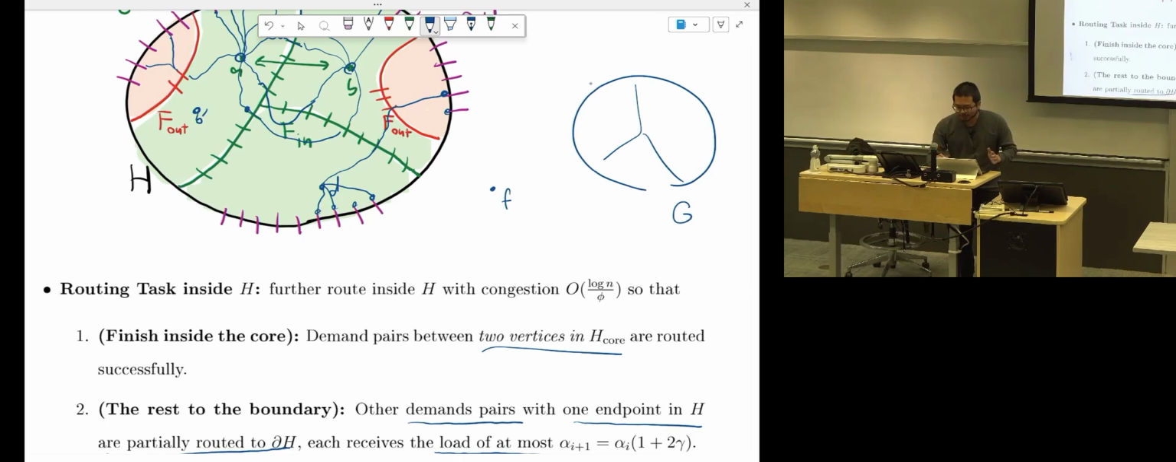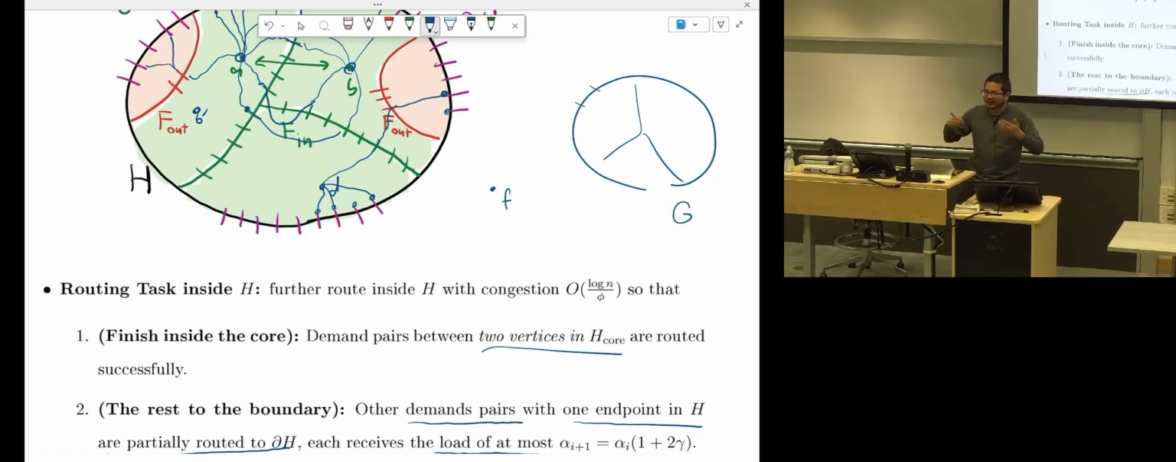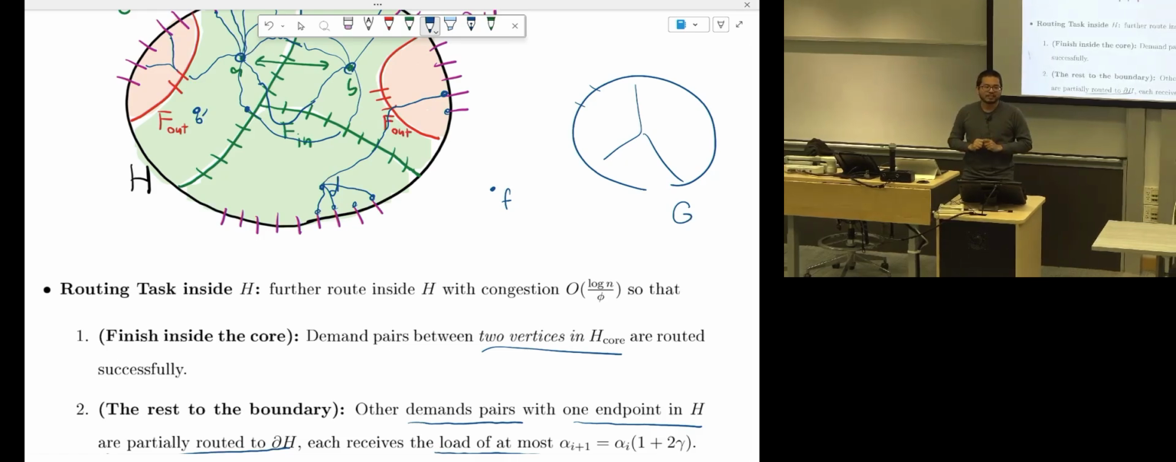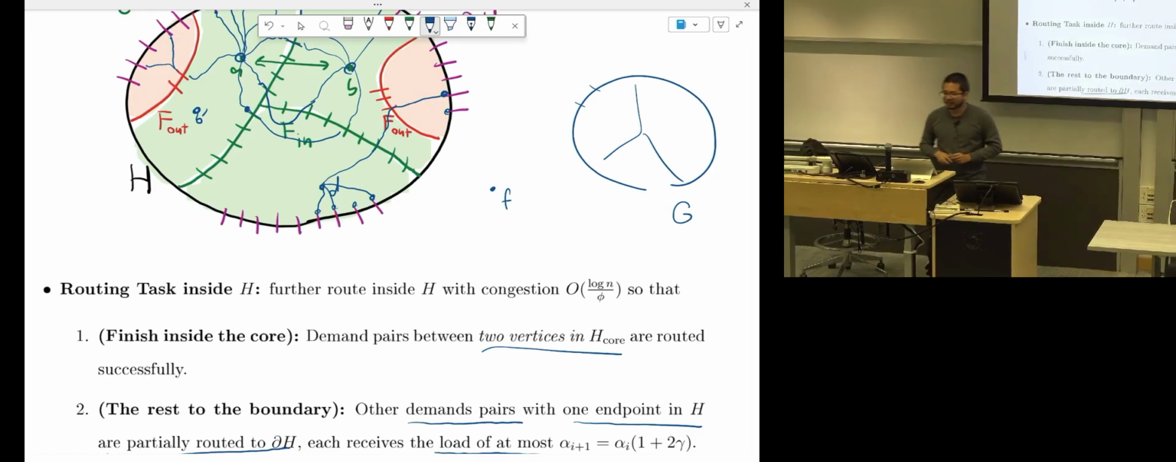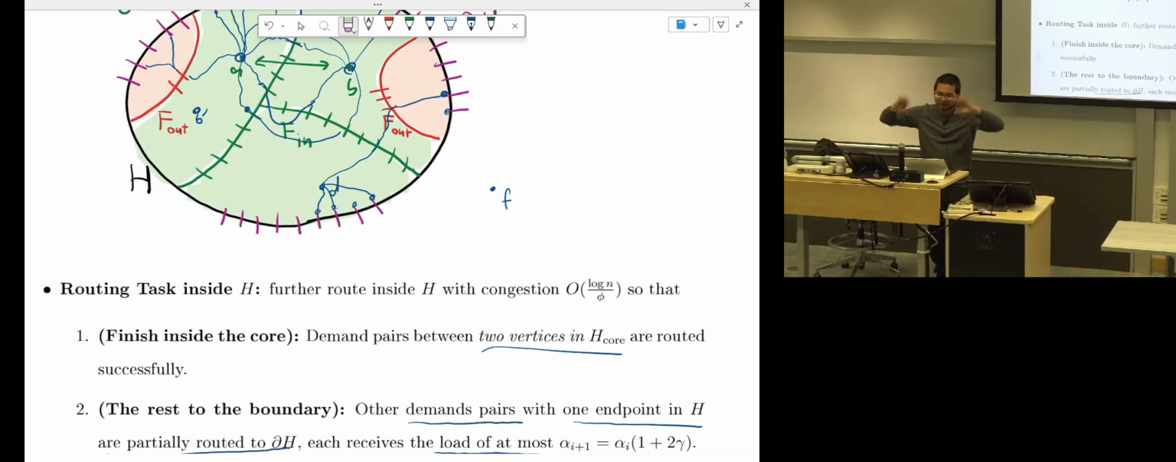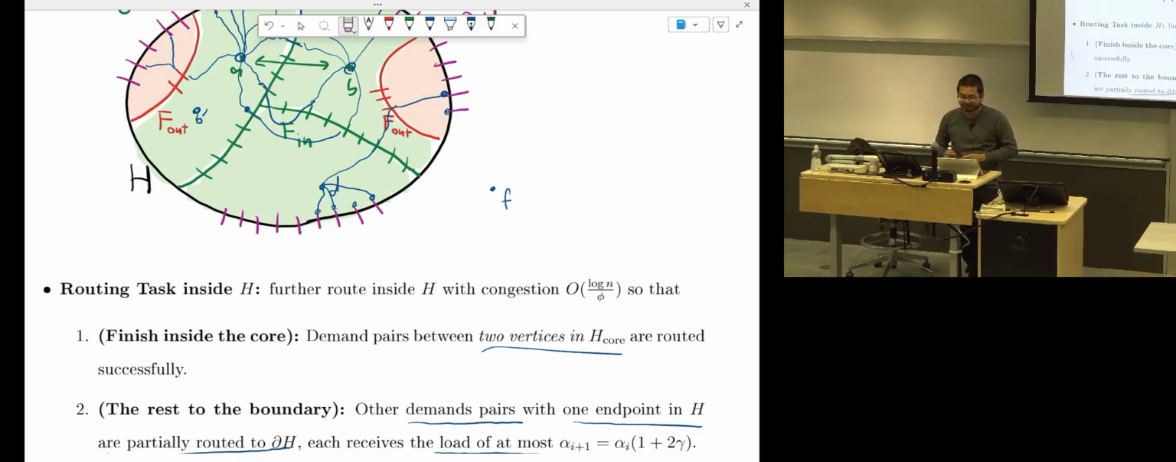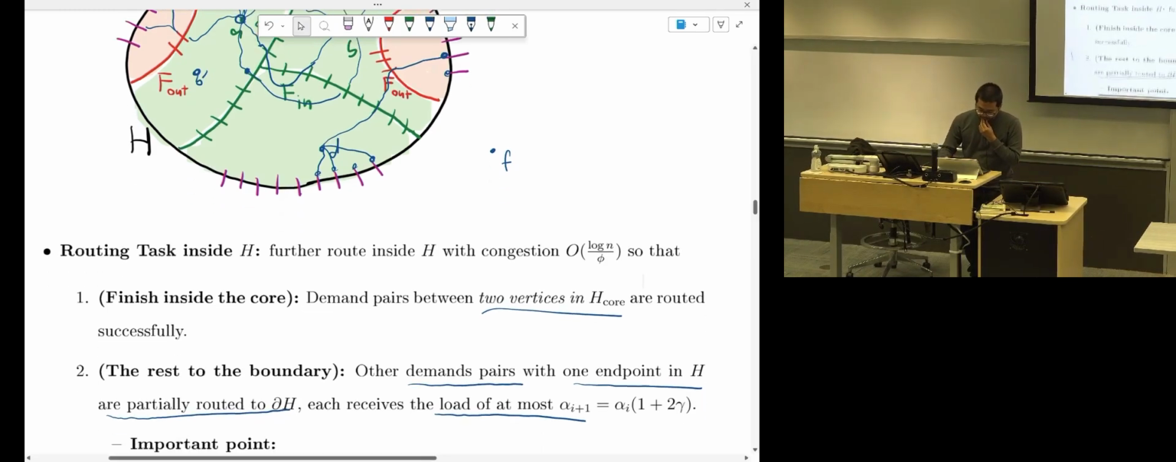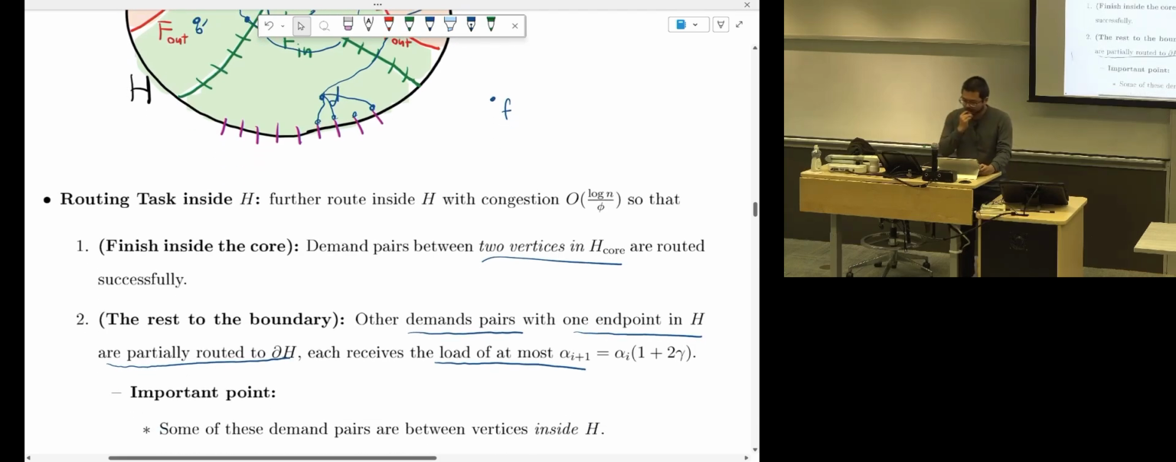At the top level, the top cluster, there are no battery edges, right? So there are no outer children. So there is only the core, and we will finish the job inside the core there. Okay. So at the end, when you concatenate the flow, you route the whole thing. Okay. So here is the important point.